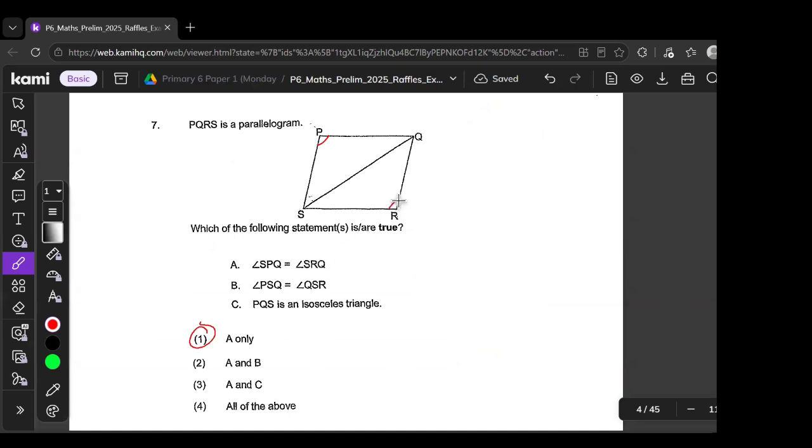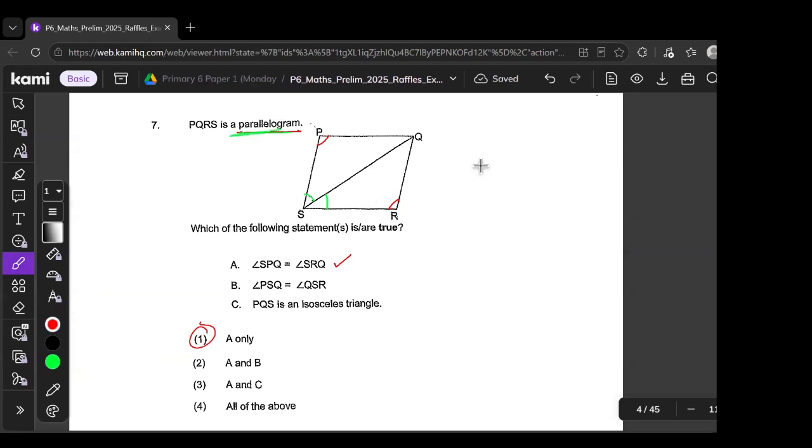SRQ is here. This is a parallelogram, so opposite angles will be equal. Okay, put a tick there. PSQ is equal to QSR over here. Is it equal? Now, not equal because it's a parallelogram. If it's a rhombus, then it will be equal.